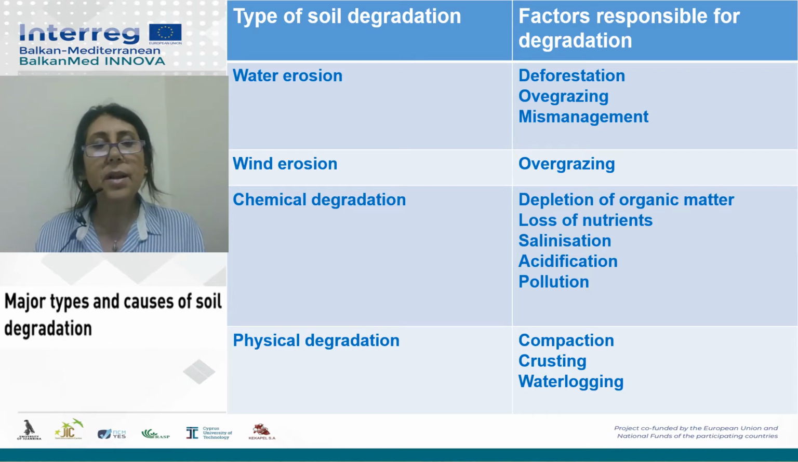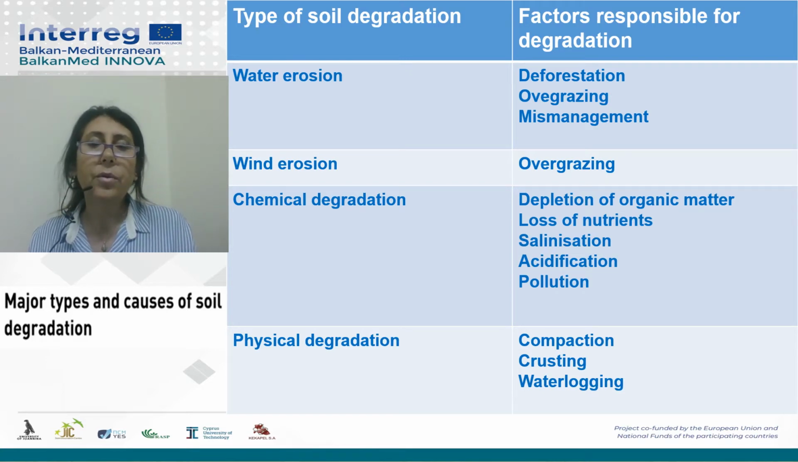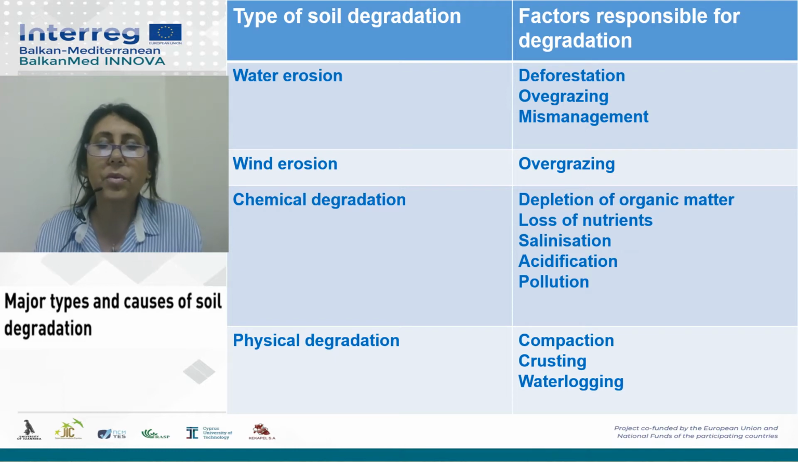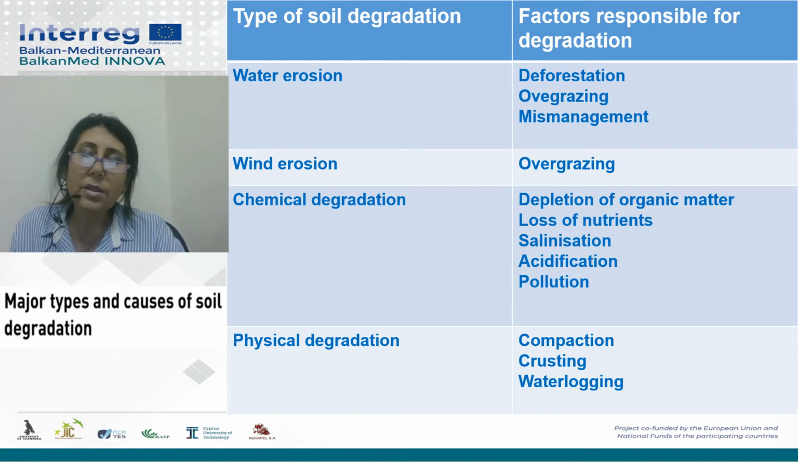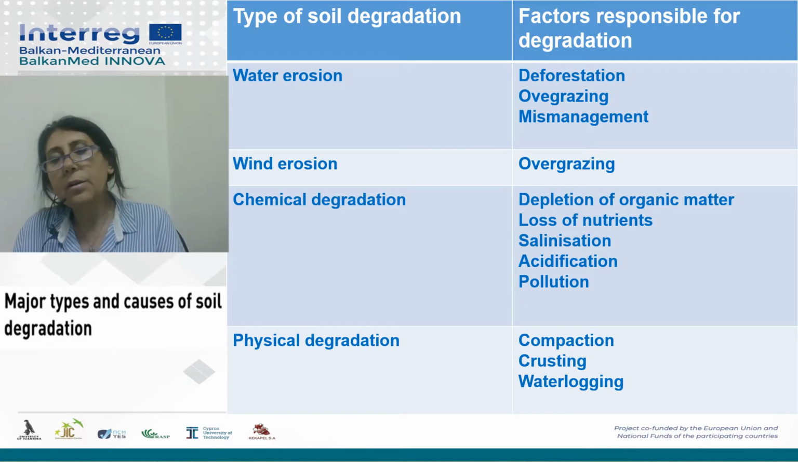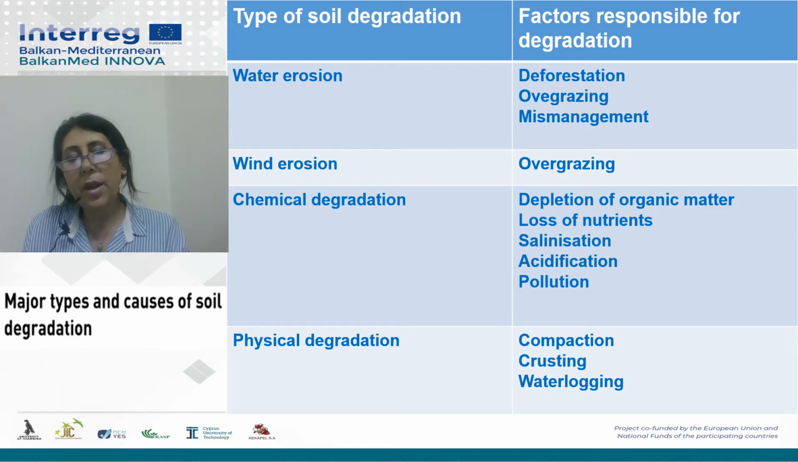The degradation that is coming from wind erosion is because in land there is overgrazing with animals. The chemical degradation of the soil, like depletion of organic matter, loss of nutrients, salinization, acidification, and pollution from chemicals, is again another type of soil degradation. Physical degradation comes mainly because of agriculture activities and is resulting in soil compaction, creating then a crust, so crusting, and waterlogging.